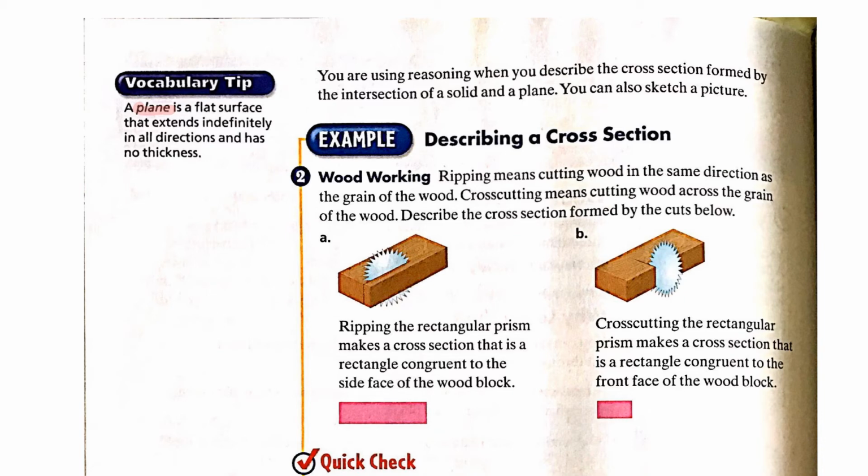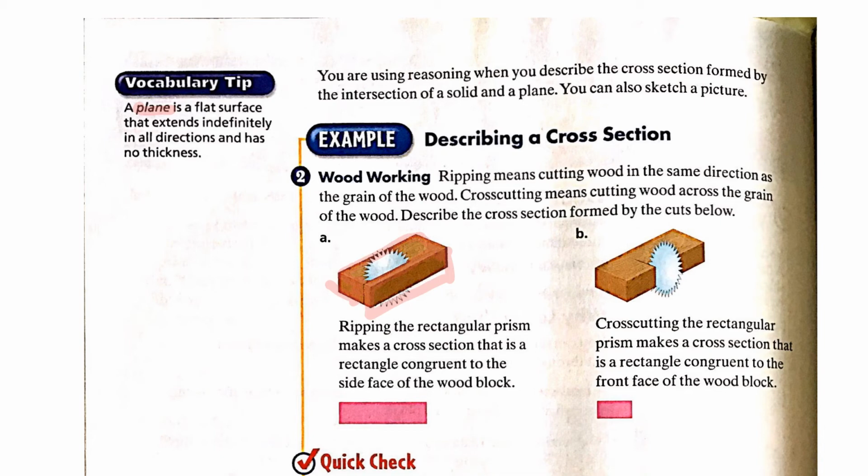So woodworking. Ripping means cutting wood in the same direction as the grain of wood. Cross-cutting means cutting wood across the grain of the wood. Describe the cross-section formed by the cuts below. Ripping the rectangular prism makes a cross-section that is a rectangle congruent to the side face of the wood block, right? So this is the same as the side face of the wood block.